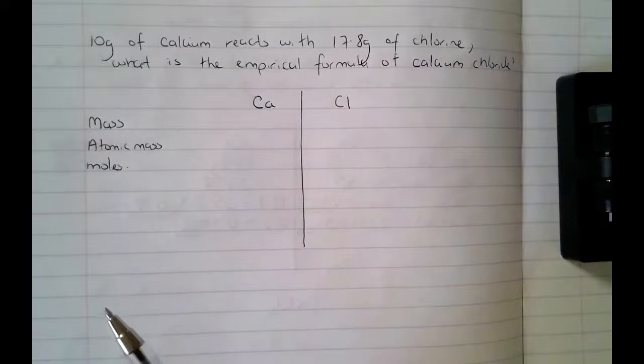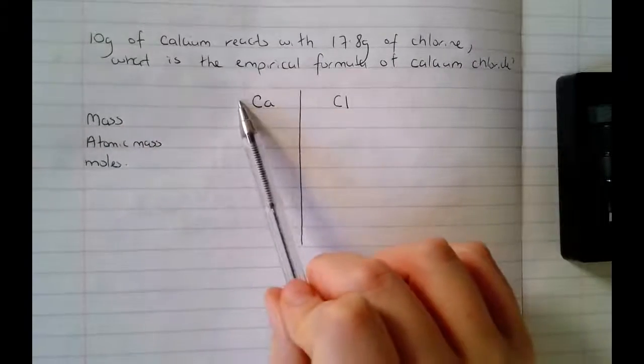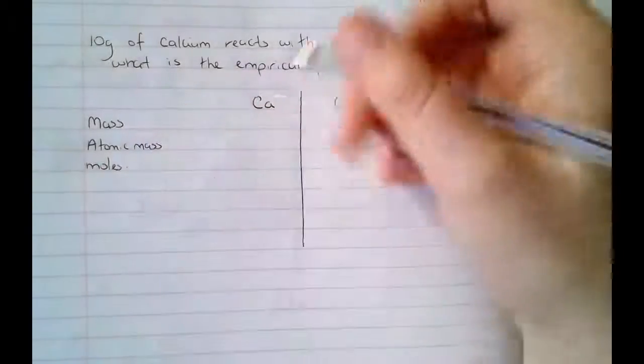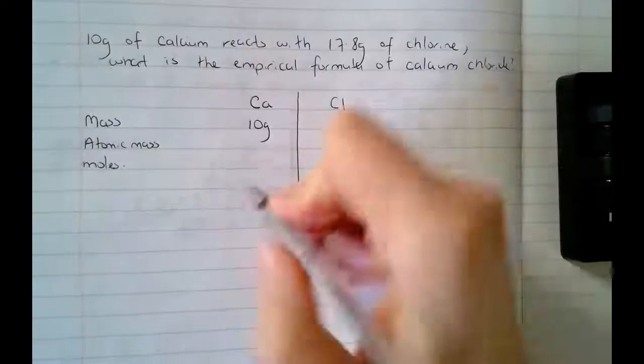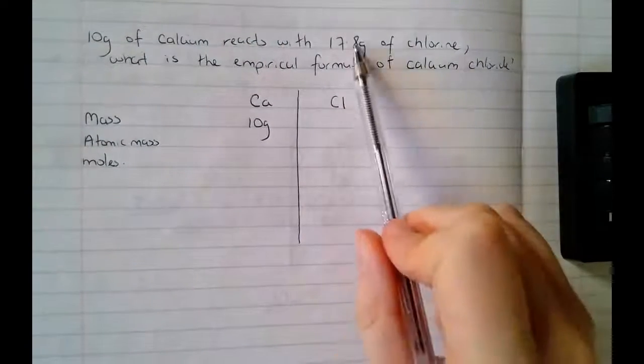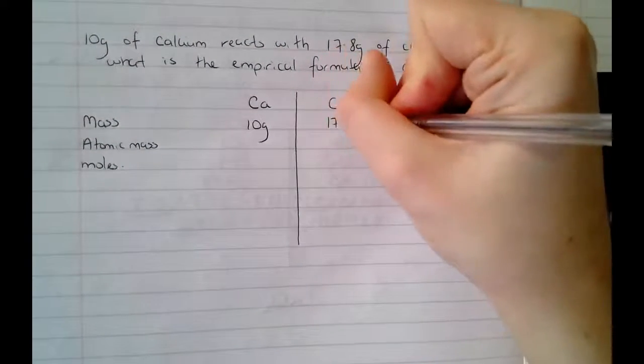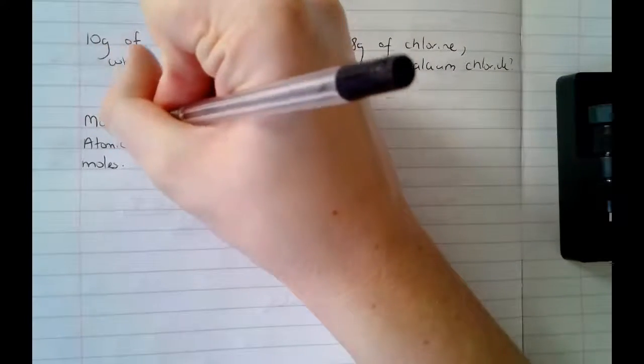I'm going to start filling in my table now. The mass of calcium is given to me in the question, and that is 10 grams. The mass of chlorine is also given to me in the question, 17.8 grams. So the first row of my table is very easy to fill in.